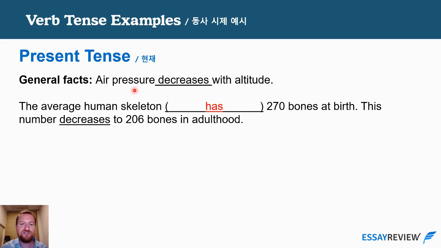All right, for present tense, general facts. This is simple. Air pressure decreases, right? The average human skeleton has 270 bones. How can we improve this from a perspective of Latin? Well, contains is one way. Contains.